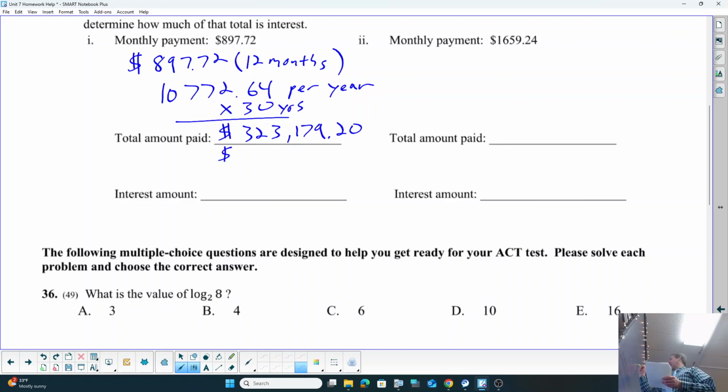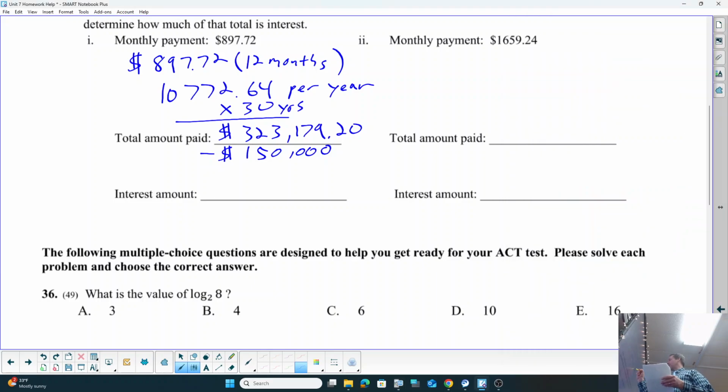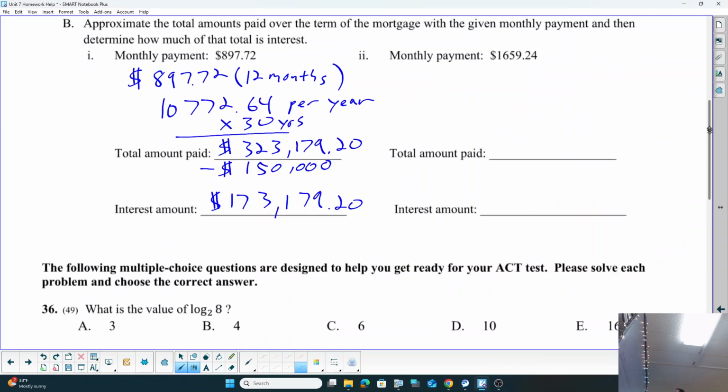So we're going to go ahead and minus now the $150,000 that we initially borrowed. And so we'll do that with our calculator there. So minus $150,000, and that's how much interest you paid. That's crazy. So that's going to be $173,179.20.